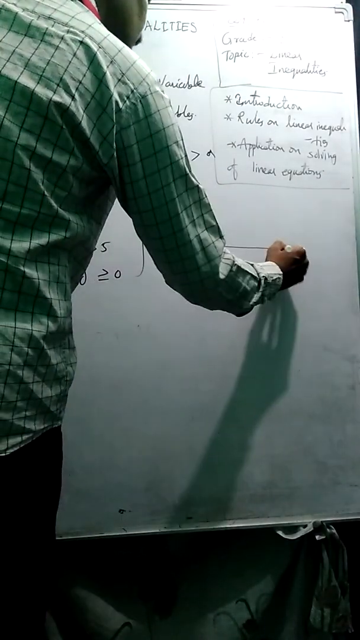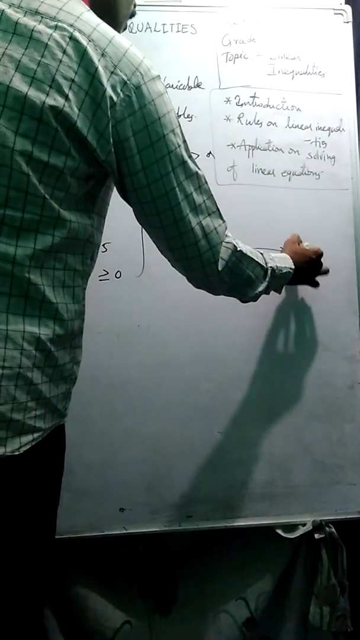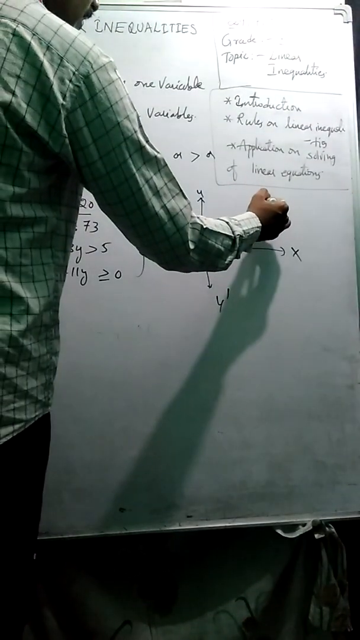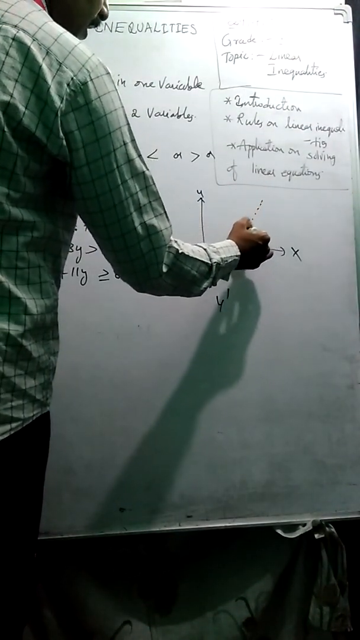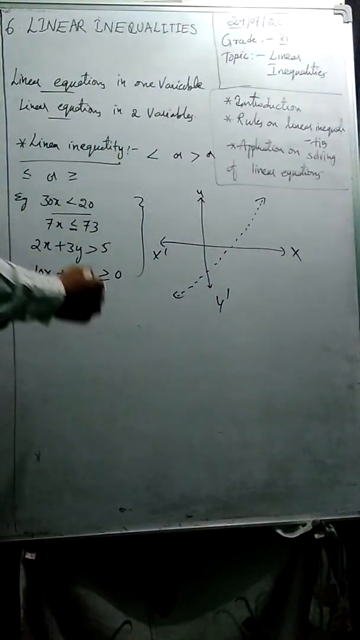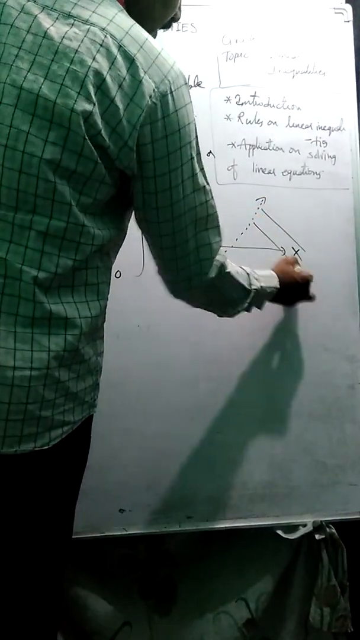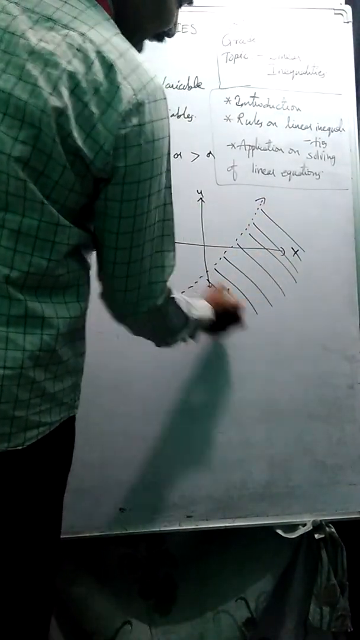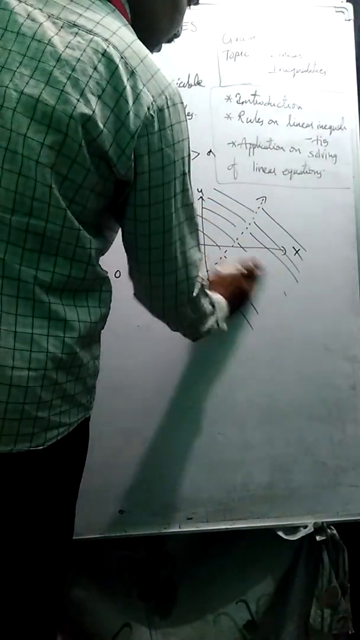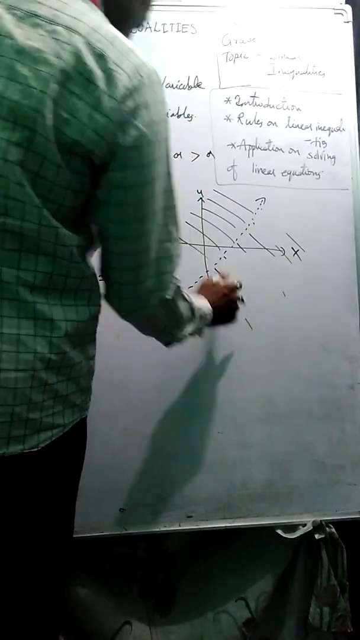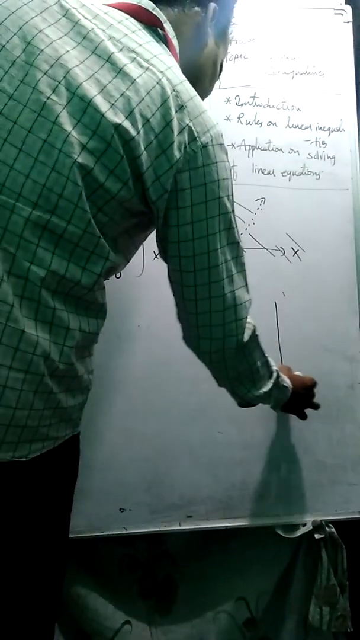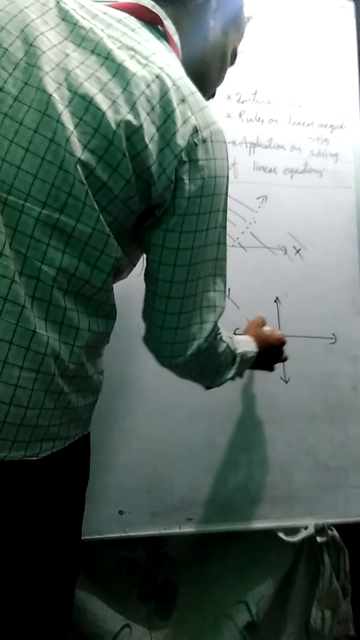Graphically, if it is only greater than, we draw the graph using a dotted line. If it is not satisfied by the origin, we take the region away from the origin. If it is satisfied by the origin, it is towards the origin. In this manner, we represent less than or equal to, or greater than or equal to, for linear inequations in two variables.